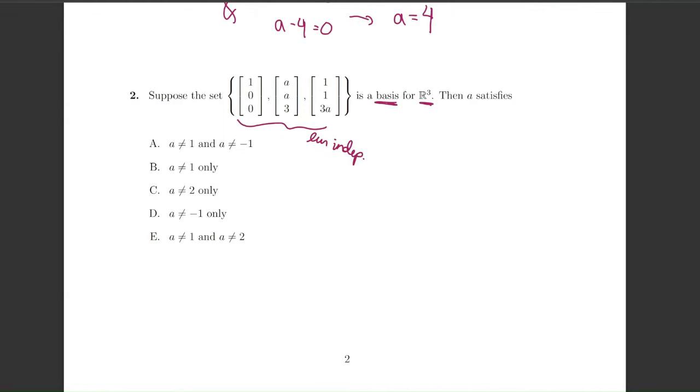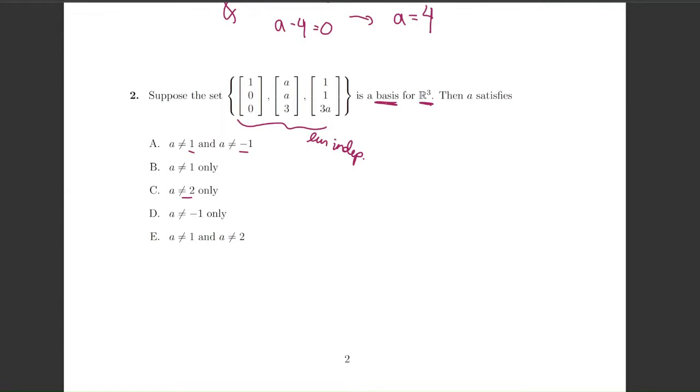Okay. Now, one way to approach this is you can literally plug in these values of a that are in the answer choices. So for example, you have a equals 1 or negative 1, and then you can see if those vectors are linearly independent. Because you're not given that many choices here for a, you have 1, negative 1, and 2, I think it'd be pretty quick to do that process.